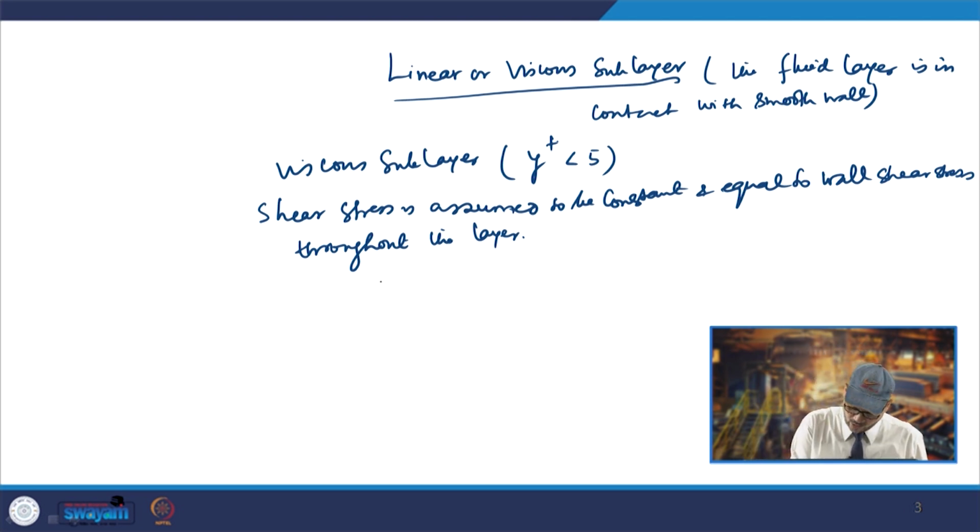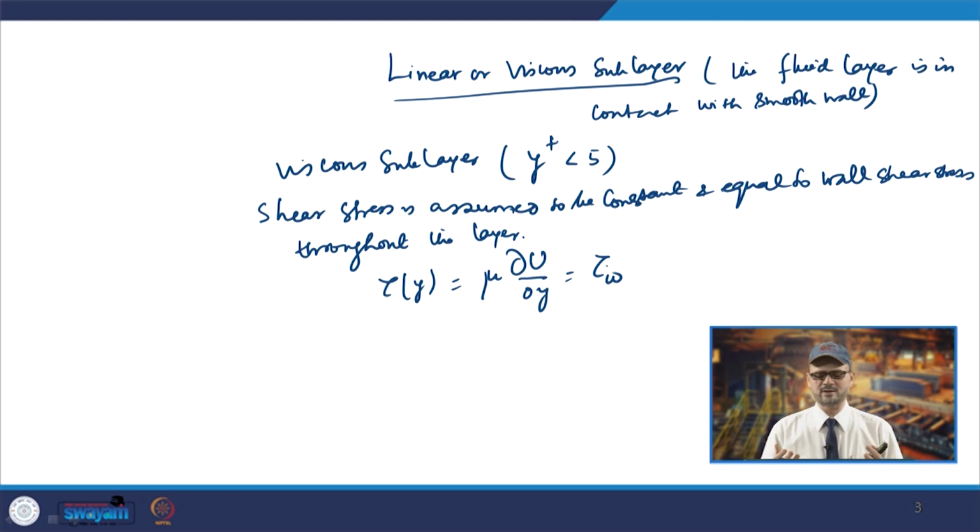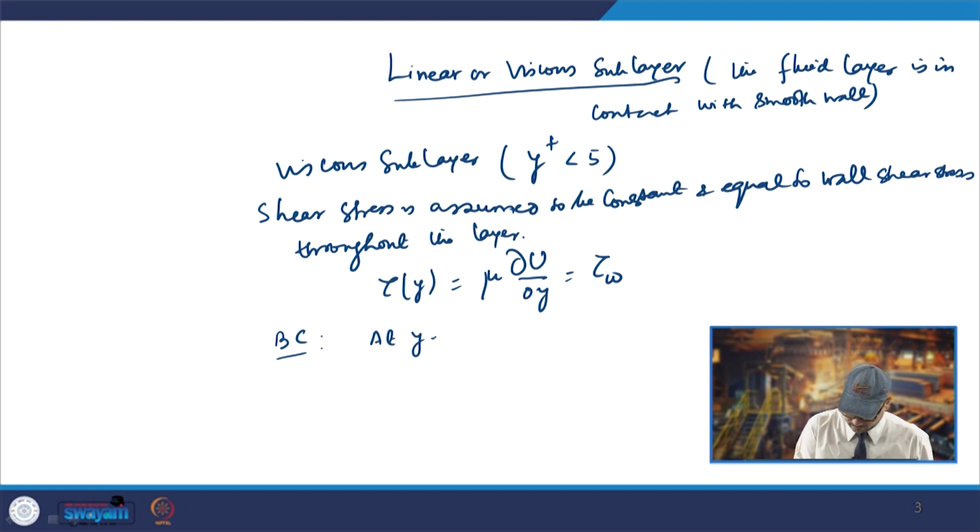So, tau will be mu times dou u by dou y, and that will be tau w. That is what we have in the case of a linear or viscous sublayer. Now, if you integrate this and apply the proper boundary condition, the boundary condition will be that at y equal to 0, u is 0.